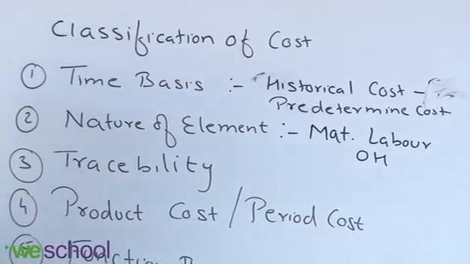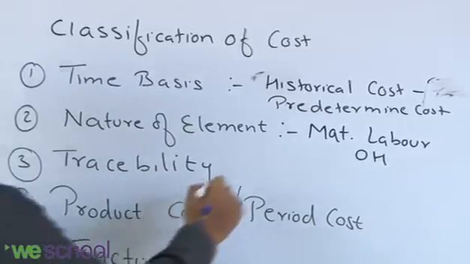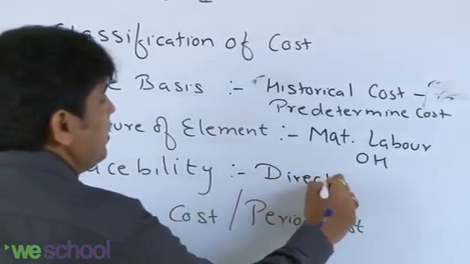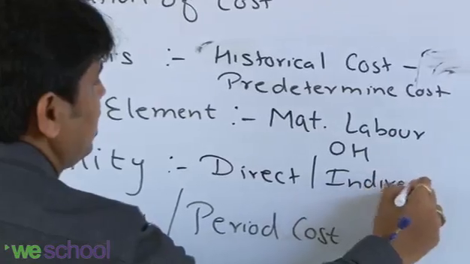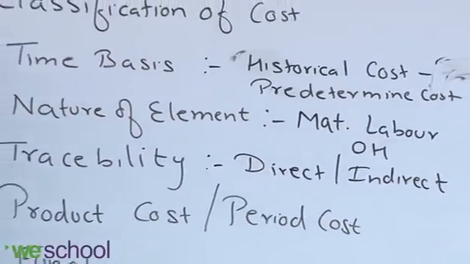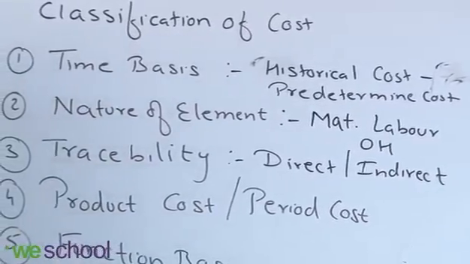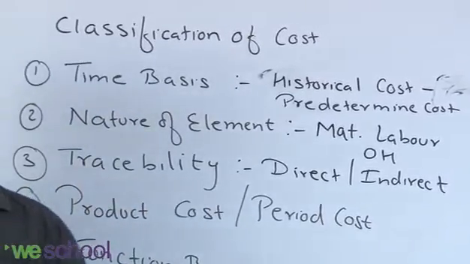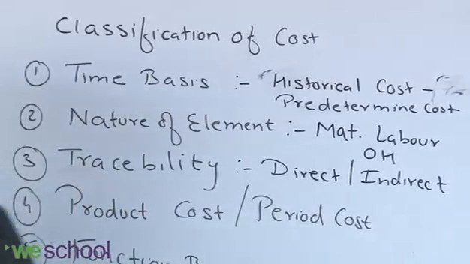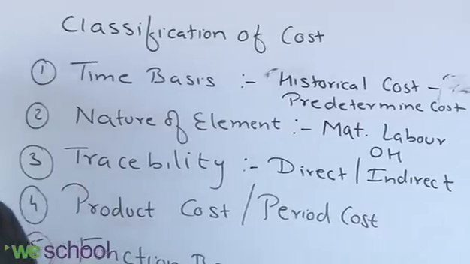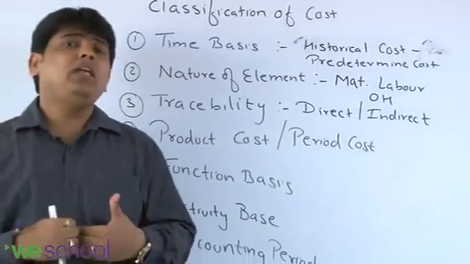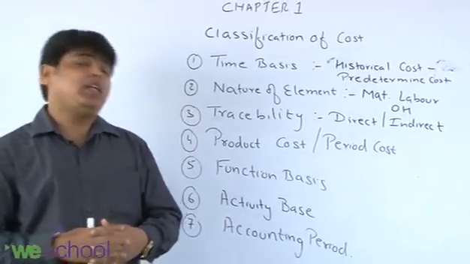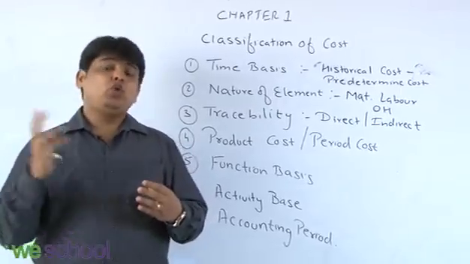Now next is traceability. When I am talking about traceability, we have two costs in that: direct and indirect. On the basis of traceability, we have bifurcated the cost into direct and indirect. I will give an example to make you understand this. Since I am taking the example of a shirt manufacturing company, I will give an example on that basis. For one shirt you require 2 meters of cloth. Suppose a normal person, not like me, requires 2 meters of cloth for one shirt. So for 2 shirts it is 4 meters.